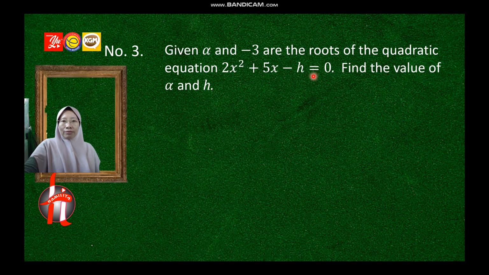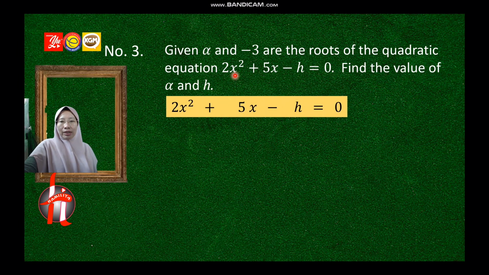Let's move on to question number 3. Given alpha and negative 3 are the roots of the quadratic equation 2x squared plus 5x minus h equals to 0. Find the value of alpha and h. So first, we just write down the equation. Now before we can identify the sum of root and the product of root, we must first make sure that the coefficient of x squared is 1.